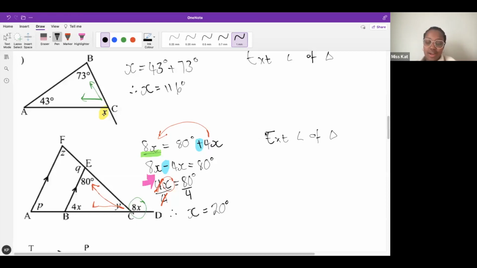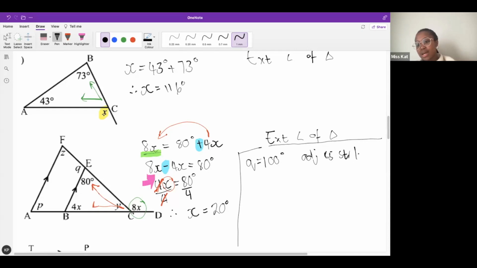Yes. Okay, let me make space. Okay, so you said Q is 100 degrees because they are adjacent angles on a straight line. Okay, next. And then, ma'am, for Z, I got 80 because of co-interior angles.